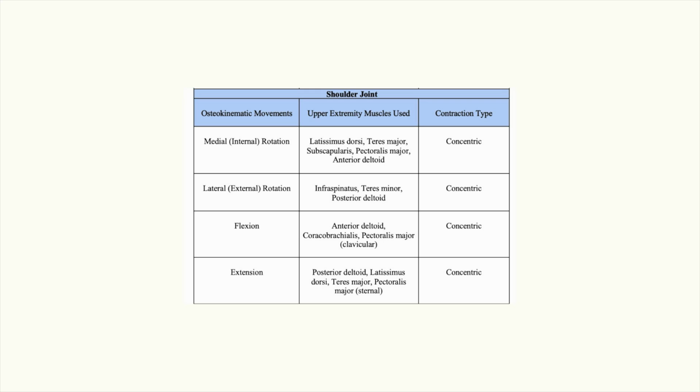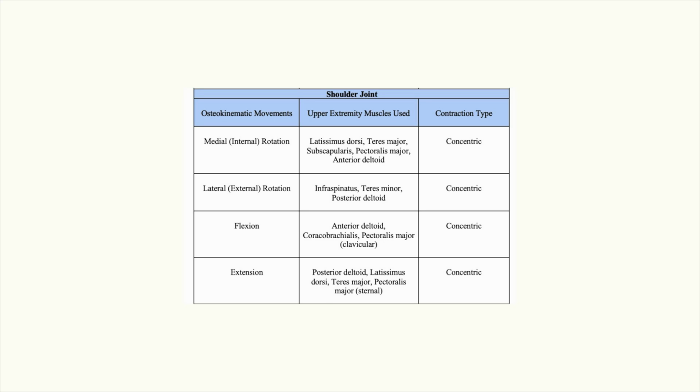So for this next section, I'm going to be talking about the shoulder joint. To start off, for the osteokinematic movements, I had medial or internal rotation. Alongside this, the upper extremity muscles used included the latissimus dorsi, the teres major, the subscapularis, the pectoralis major, and the anterior deltoid. Alongside this, I also did the contraction type of concentric.